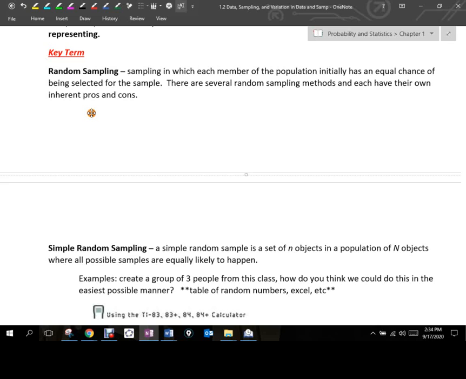From the population for the sample. So there are several random sampling methods, and each have their own inherent pros and cons. First of all, let's just talk about what it means to be equally likely. If I flip a coin, what are my chances for that coin to land up? Heads or tails, right? Theoretically, we should assume 50% heads, 50% tails. So when I flip that coin, it is equally likely to occur heads as it is tails.